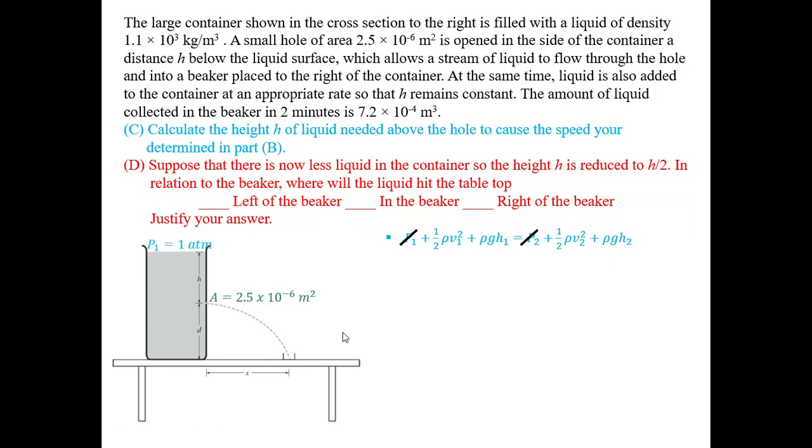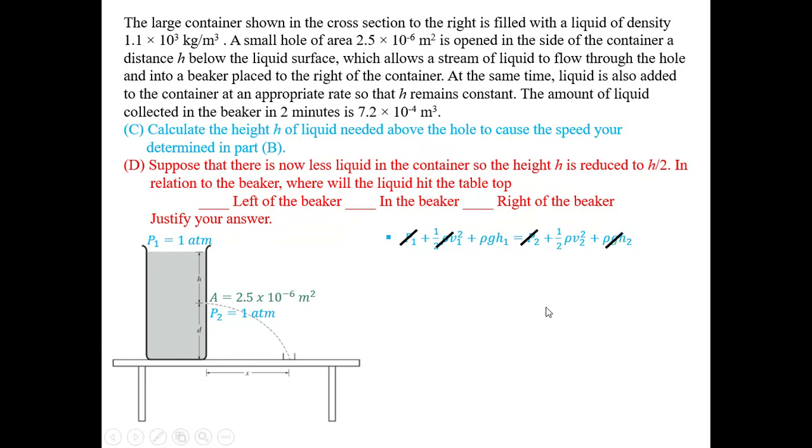So P1 here is 1 atm. P2 is also 1 atm. So I'm just going to cancel that out in Bernoulli's equation. And then last but not least, almost last, V1 at the top of the beaker is 0. So I'm just going to go ahead and cancel that term out. And that water level remains constant anyway because it's saying water is being poured in.